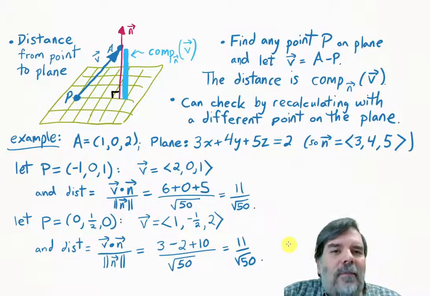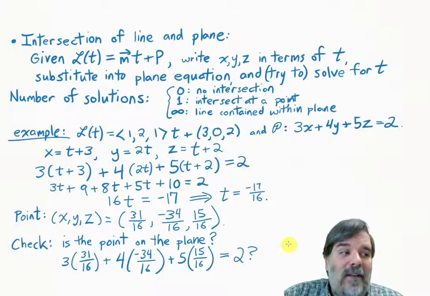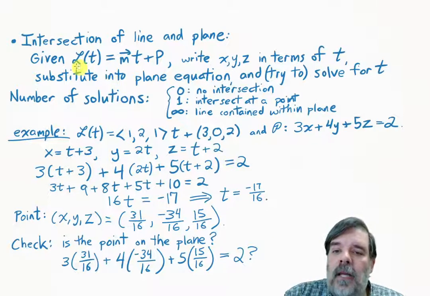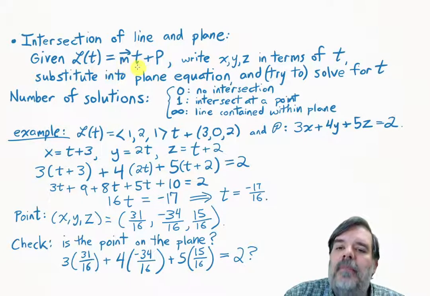But what if instead of a point in a plane, you're given a line in a plane? Well, in that case, we can try to find the intersection of those two. And here's how this works. Given the equation of a line, and we'll typically see this in the form slope vector m times t, plus some base point p, we'd like to write the equations for x, y, and z all in terms of t. So do this scalar multiplication and addition, and then separate it out into 3 equations. Substitute those equations into the equation of the given plane, and try to solve for t.